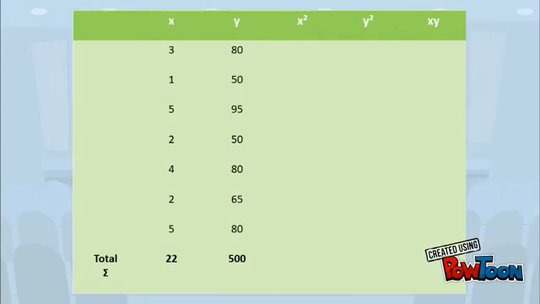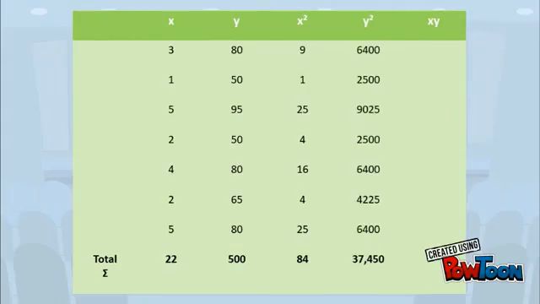By looking at the table of data of hours of study and test score, we can fill in the first 2 columns with the variables of x and y. So, when we total up all the data in x and y, we will get the value of 22 for x and 500 for y. Next, to get the values for the variable x squared, we need to square the values in the variable x. For example, 3 squared is equal to 9. So, the total for the values in the variable x squared is 84.